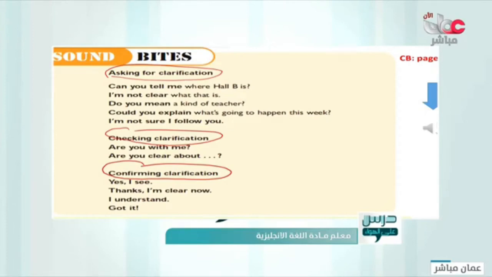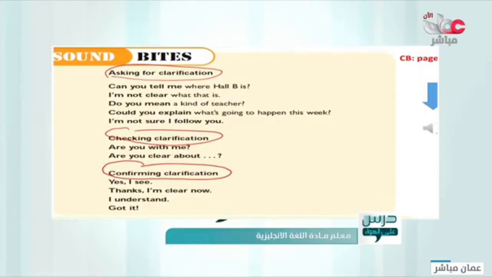Listening 2.4.3. Sound bites. Asking for clarification. Can you tell me where it is? I'm not clear what that is. Do you mean a kind of supervisor? Could you explain what's happening this week? I'm not sure I follow you.